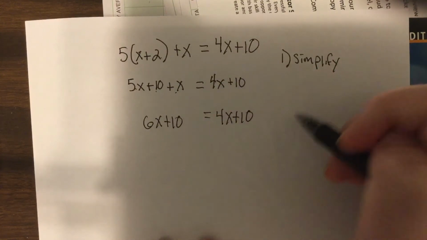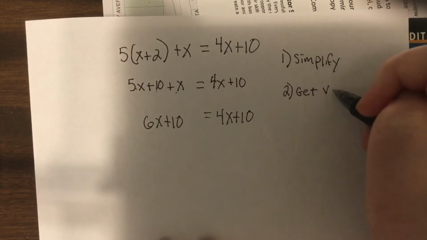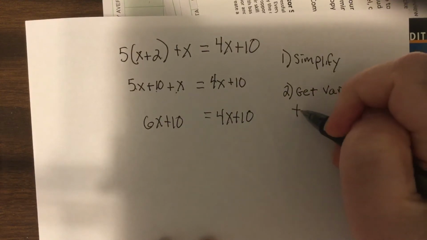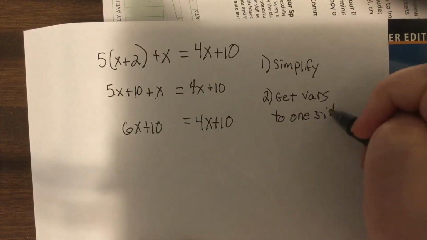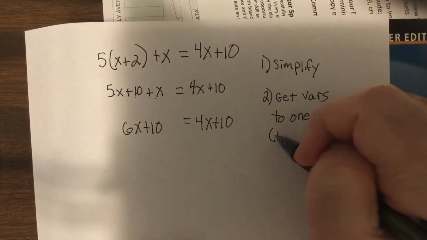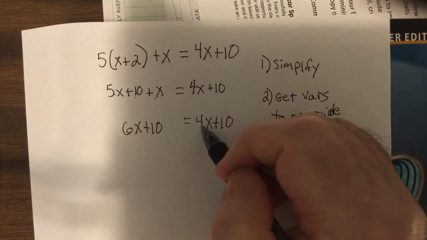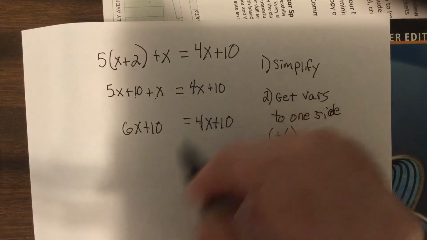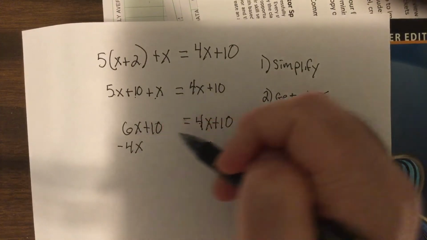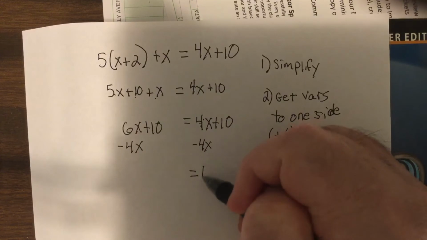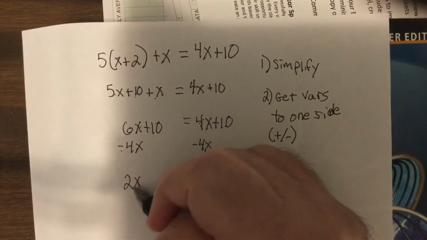Now, once you have it simplified, you want to get the variables to one side. Let's slide that over. And that's always going to involve adding or subtracting. So I always like to get rid of the smaller coefficient. The number times the variable is called the coefficient. So I'm going to subtract 4x. 4x minus 4x is 0, so you have 0 plus 10. 6x minus 4x is 2x.